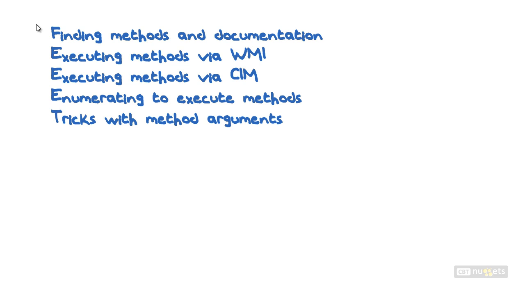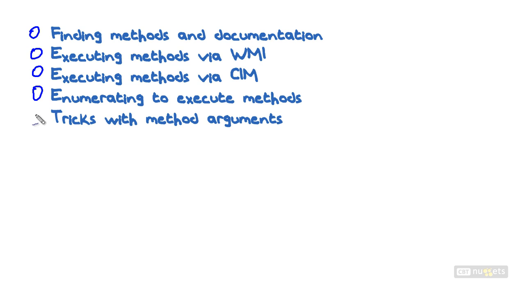But throughout all of this, I'm going to show you how to find methods and their documentation, as well as how to identify methods that are native to a repository object versus methods that have been dynamically added by PowerShell, and why you might care about that difference. I'll show you how to execute methods using the WMI commands, using the CIM commands, and in cases where those fail, how to manually enumerate those objects in order to execute their methods, kind of using a more programmery syntax.